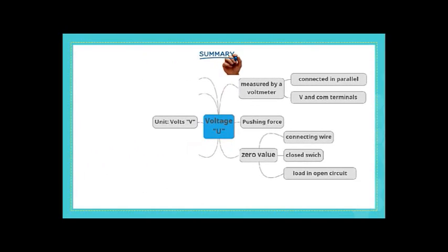The voltage could be zero if we are measuring it across a connecting wire, a closed switch, or a load in an open circuit. And it shows a specific value if we are measuring the voltage across an open switch in a circuit, across the generator, and across the terminals of a load if the circuit is closed. We still have 2 points to be discussed at the end of this video.